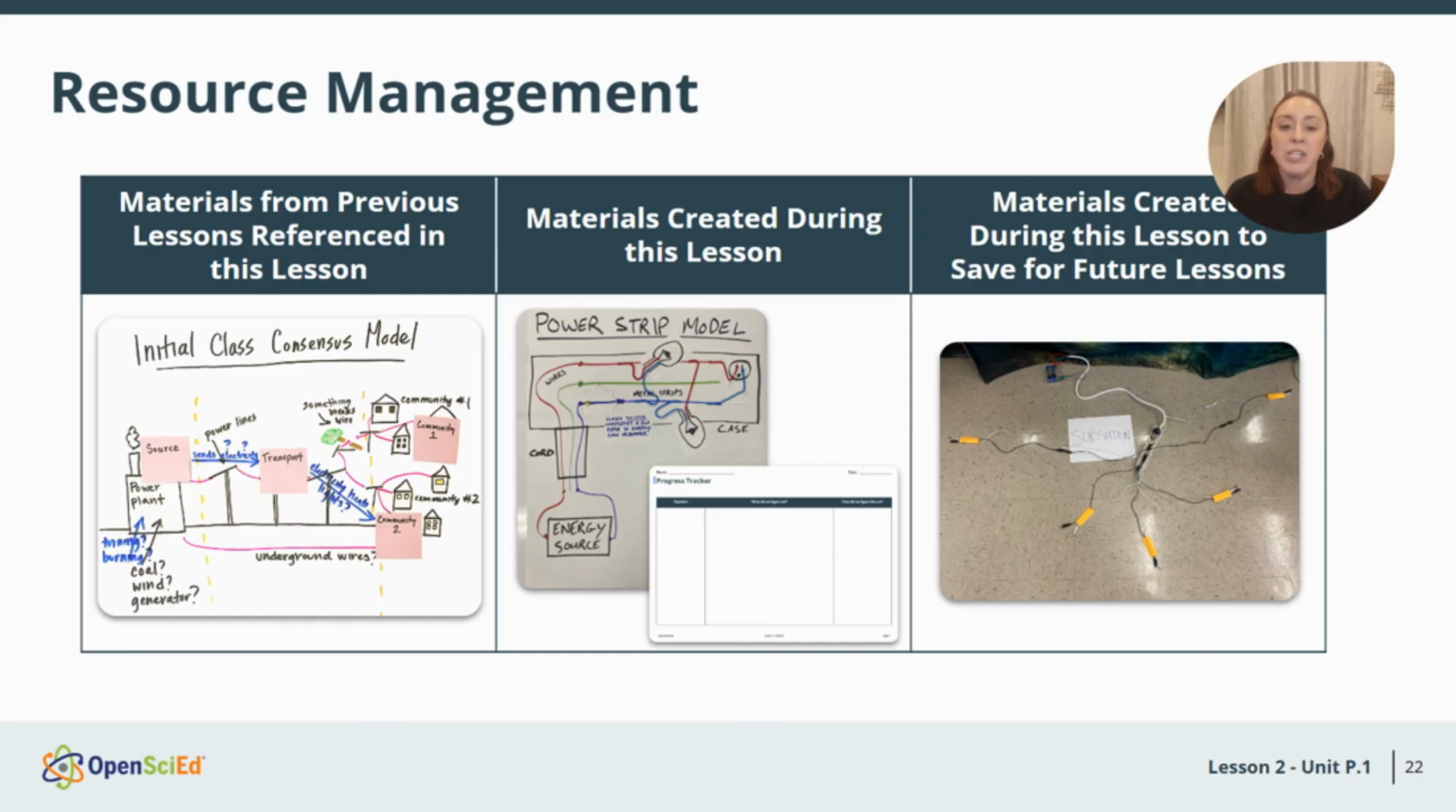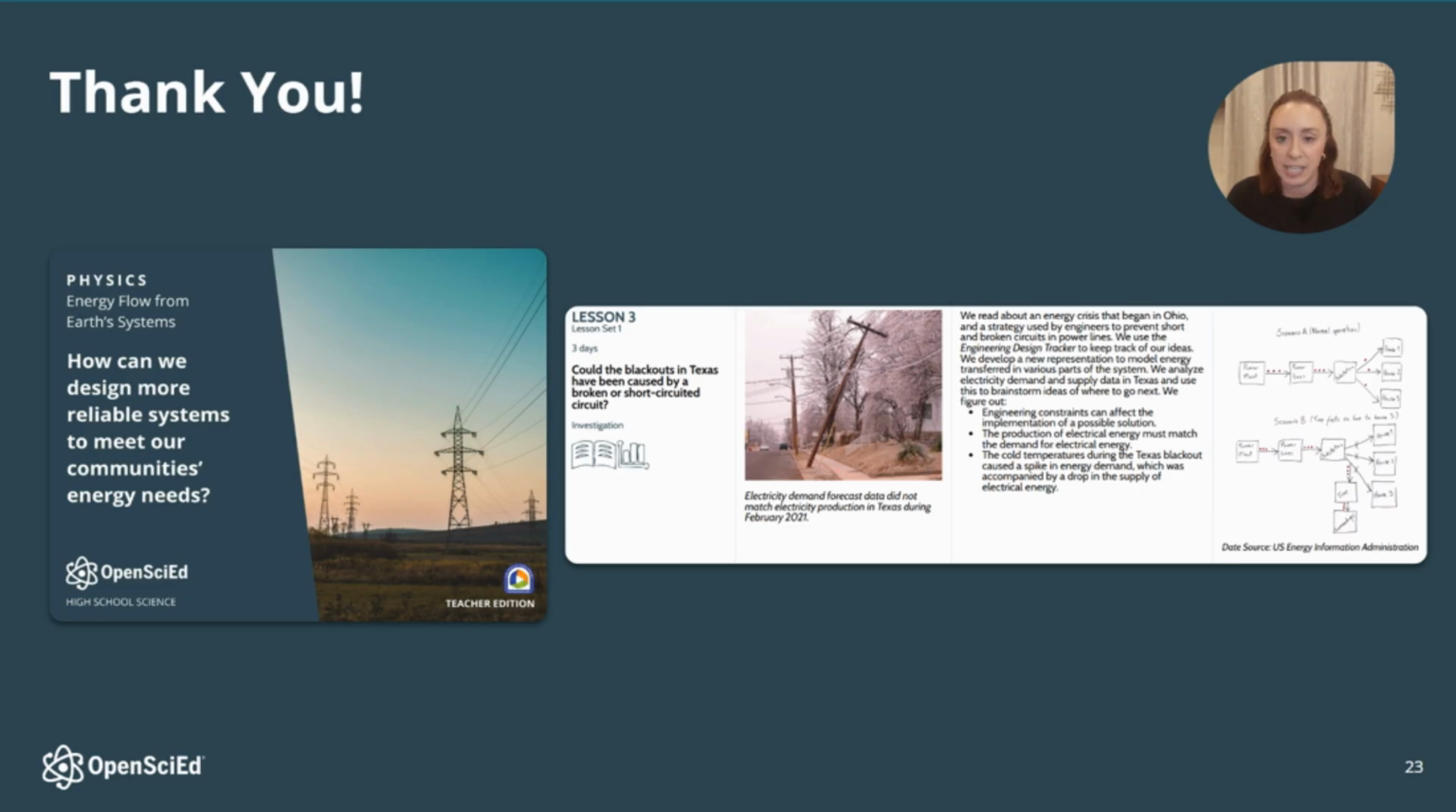As far as posters, you want to make sure that you have your initial class consensus models from lesson 1 handy. The power strip model that you will use in this lesson is not really used again, so that is something that you can put up and then take down but not leave up. Students will see their progress tracker for the first time in this lesson. Add that to their binders. And then again, your electric city, you want to have that available to bring out again in a future lesson.